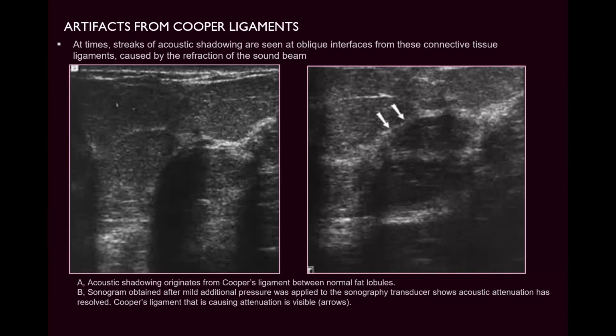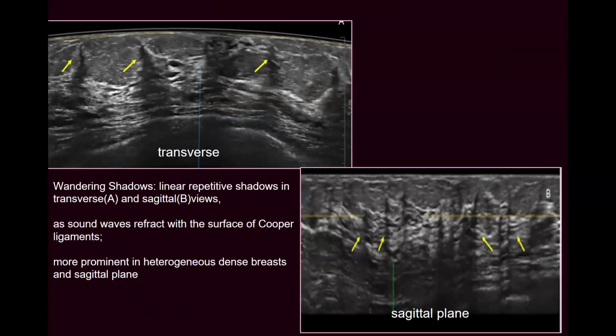As we mentioned, the Cooper ligaments are compact connective tissue ligaments, compact stroma. So it results in refraction of the sound beam. That is why it gives acoustic shadowing. With more compression, it becomes more horizontal, and you see this shadowing will regress or resolve. This is really significant and important while scanning, because it is one of the pitfalls of ultrasound.